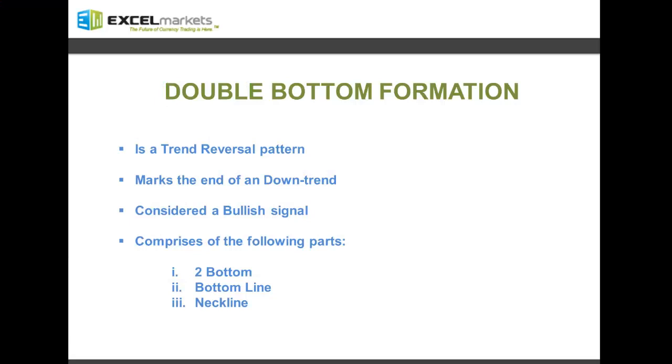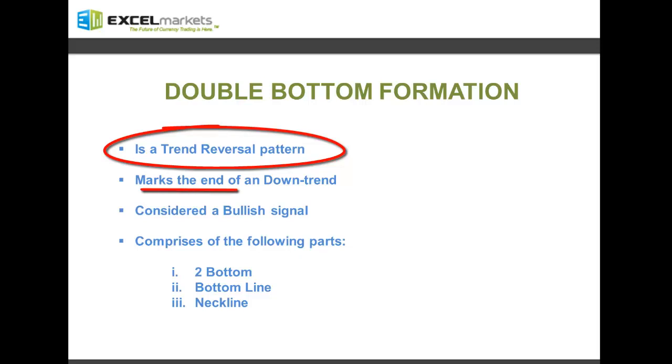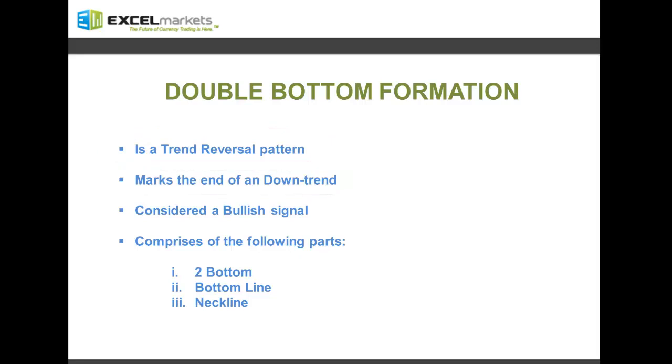Next, we have the double bottom formation. Double bottom is a trend reversal pattern which marks the potential end of an ongoing downtrend. Identification of this pattern in a price move is considered a bullish signal, indicating a trend reversal from selling towards buying. The double bottom pattern consists of two bottoms, the bottom line and a neckline.